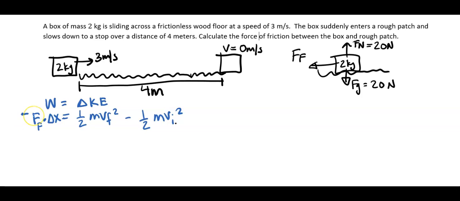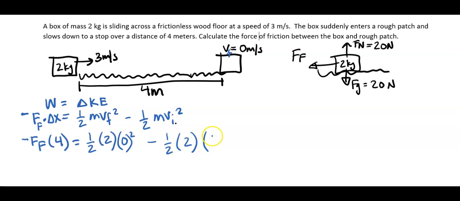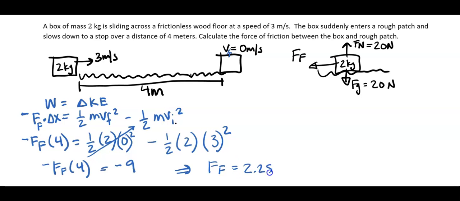Okay, so we have all these things. Let's go ahead and plug things in. We want to find the force of friction. That's going to be my unknown. Displacement is 4 meters. So 1/2 mass is 2. Final velocity we know over here is just 0 squared. Take away 1/2 mass is 2 times 3 squared. Great. Oh, the first term cancels out. Love that. So now we just have negative F_f times 4 equals, this will just be negative 9. So then when we go ahead and solve, we get force of friction to be 2.25 newtons.